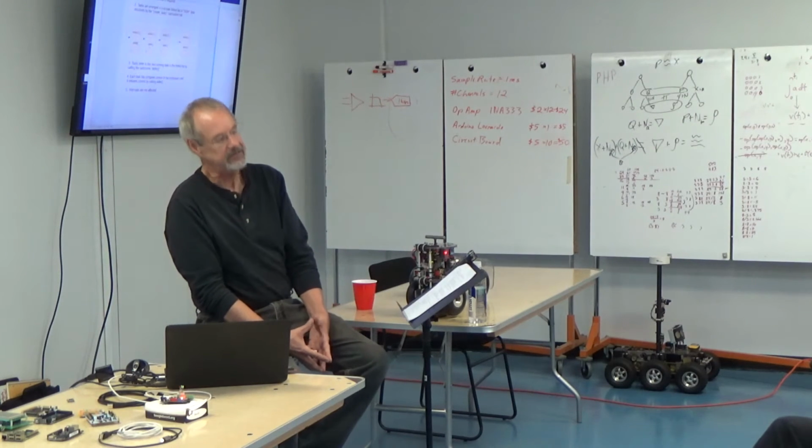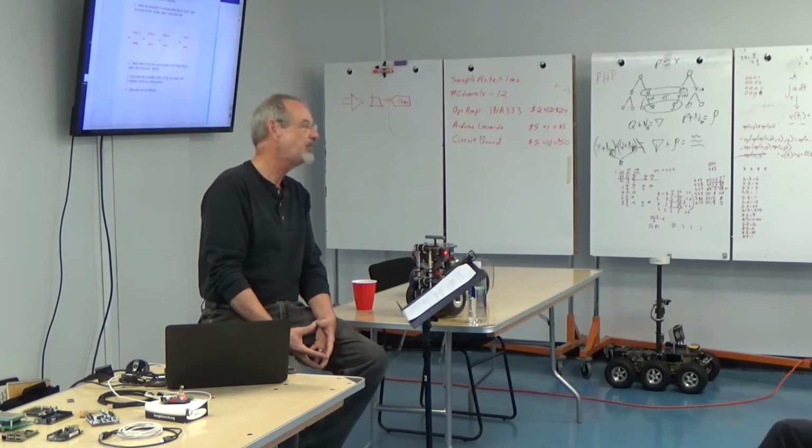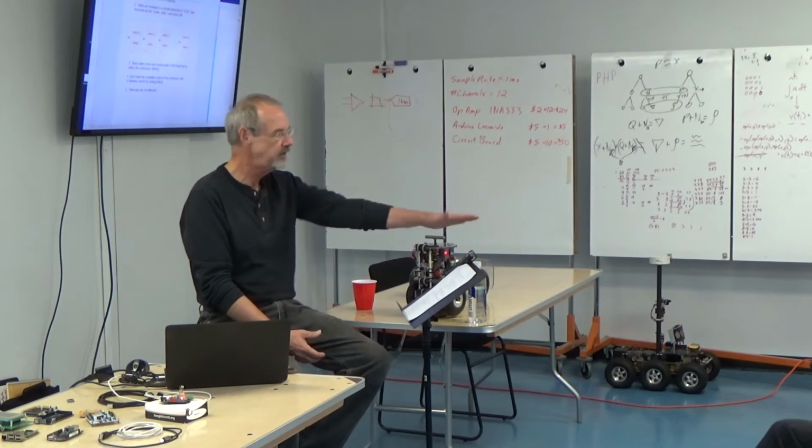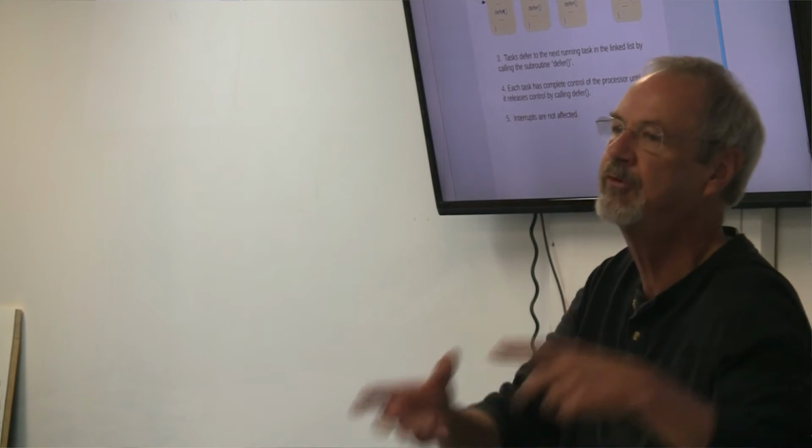So I think that's enough. They're cooperative tasks. That is, they have to voluntarily turn over control. The task has complete control over the processor, interrupts everything until it releases control voluntarily. And interrupts themselves are not affected. That is, we're not using interrupts to drive the system. So if you're using interrupts to read I/O or whatever, this doesn't affect that.